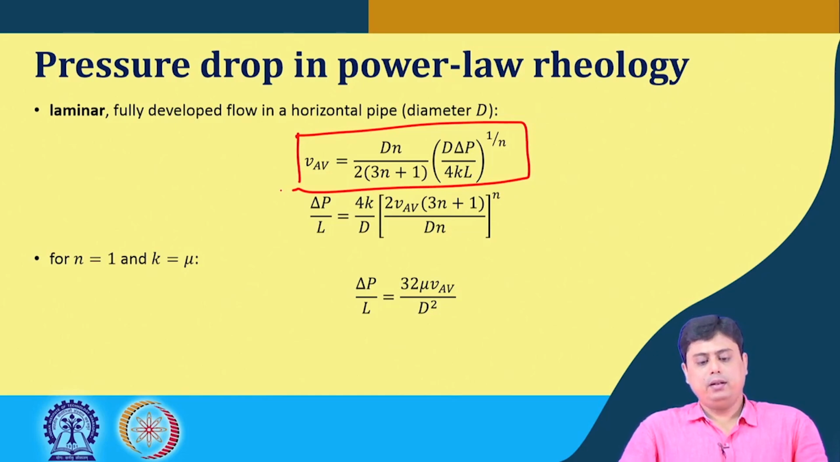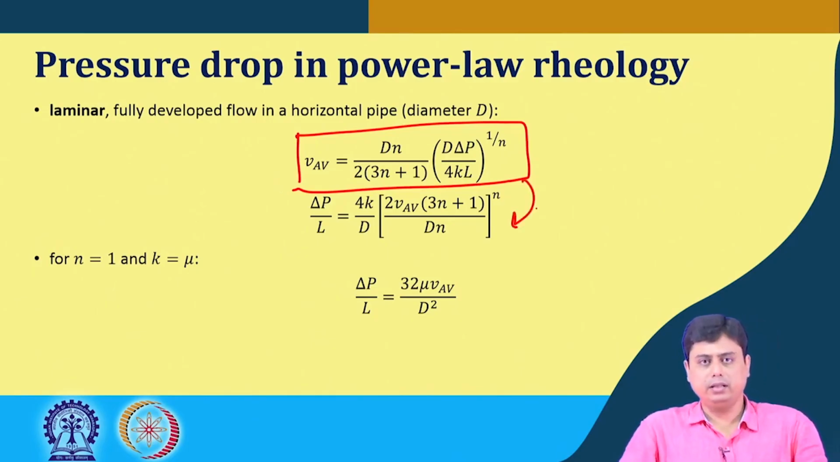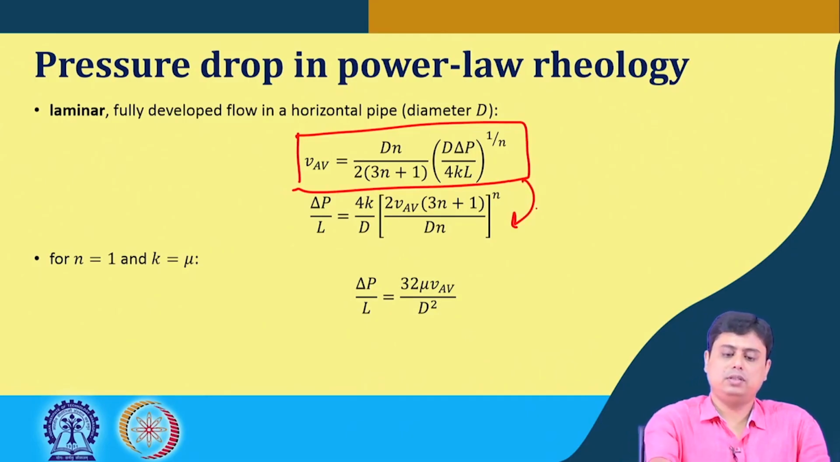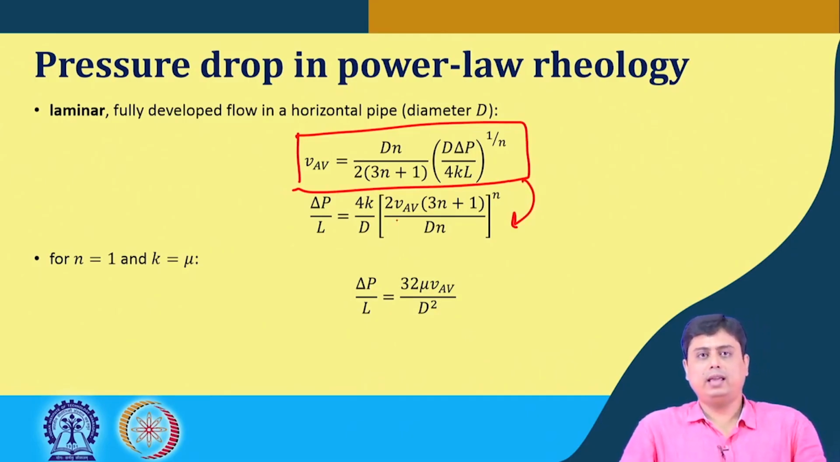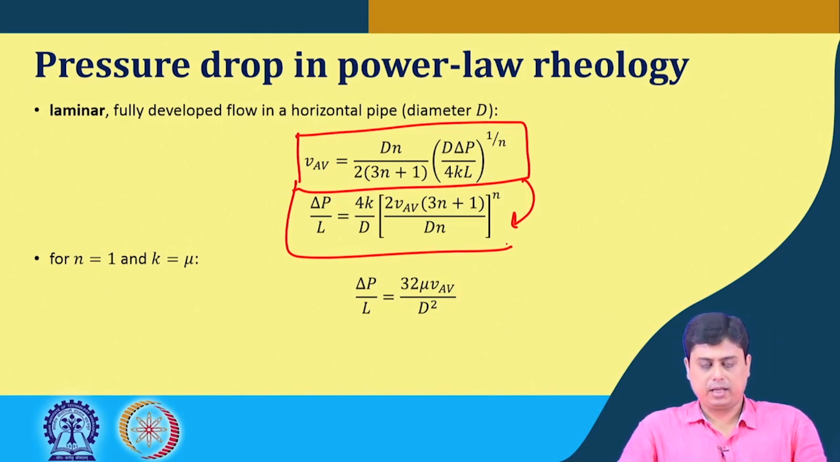So, this profile basically depends on the value of K, which is the consistency index, as well as the flow behavior index along with the diameter of the pipe. So, if this is rearranged, the pressure drop per unit length can be expressed in terms of this average velocity and K as well as the n value. So, this gives us the pressure drop estimation for laminar condition in a horizontal pipe for power law slurries.